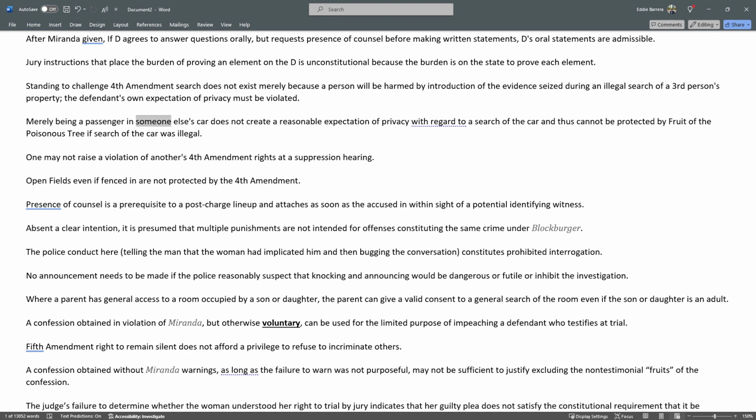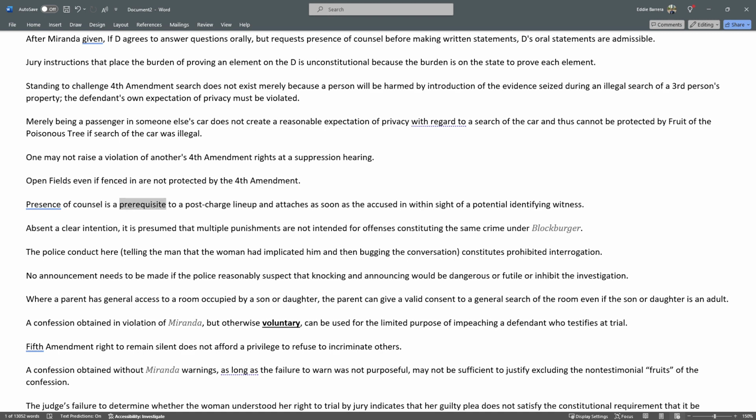Merely being a passenger in someone else's car does not create a reasonable expectation of privacy with regard to a search of the car, and thus cannot be protected by fruit of the poisonous tree if the search of the car was illegal. One may not raise a violation of another's Fourth Amendment rights at a suppression hearing. Open fields, even if fenced in, are not protected by the Fourth Amendment.